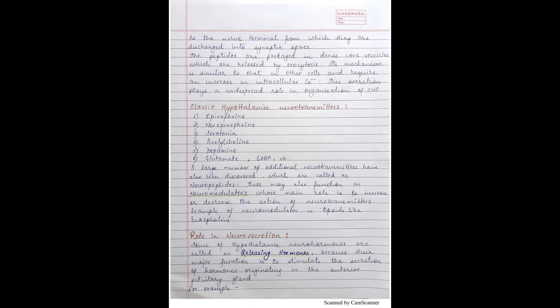Its mechanism is similar to that in other cells and requires an increase in the intracellular calcium ion concentration. This secretion plays a widespread role in the organization of the central nervous system. Some of the classic hypothalamic neurotransmitters are epinephrine, norepinephrine, serotonin, acetylcholine, dopamine, glutamate, gamma aminobutyric acid, etc. A large number of additional neurotransmitters have also been discovered, which are called neuropeptides.